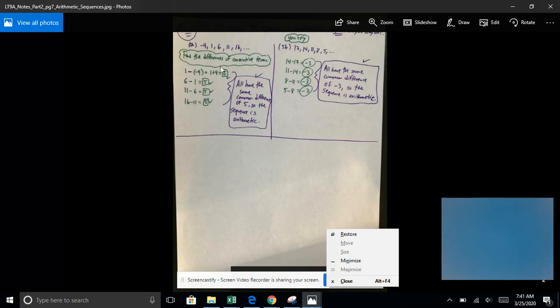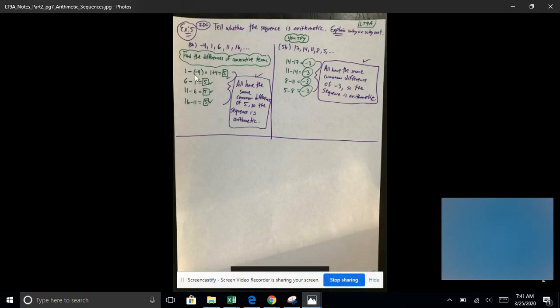So notice here, we have an example of negative 4, 1, 6, 11, and 16. This one has a negative, so be very careful with the negatives here. So we're going to have 1 minus, and then you put the quantity, parentheses, of negative 4, so that way we go ahead and add them. So it becomes an addition problem. So 1 plus 4 is 5. Then you go 6 minus 1 is 5. 11 minus 6 is 5. Then you have 16 minus 11 is 5. So notice that all the differences of the consecutive terms are the same. So this implies that the sequence is arithmetic.